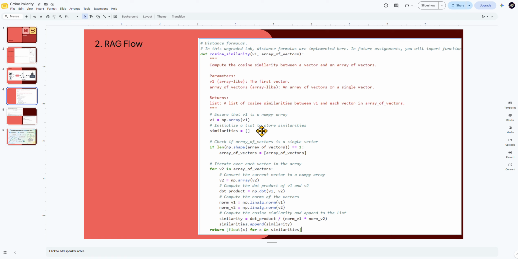What happens first is you convert this V1 into a NumPy array. Why do we do this? The difference between a NumPy array and a normal array is that NumPy is optimized for speed. So for any mathematical calculation you want to do on a set of data, NumPy is faster.